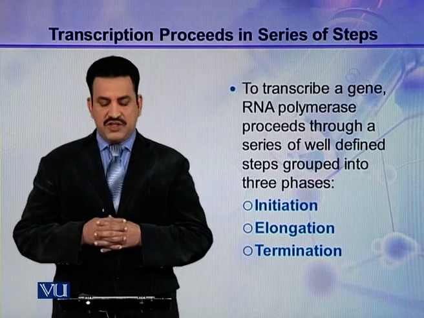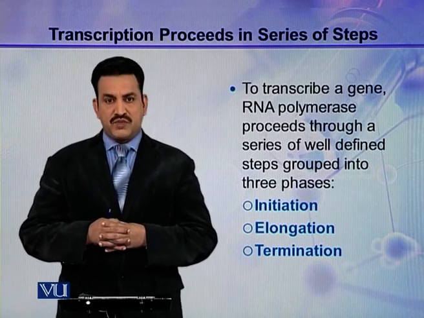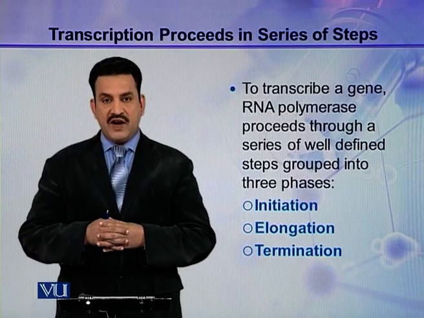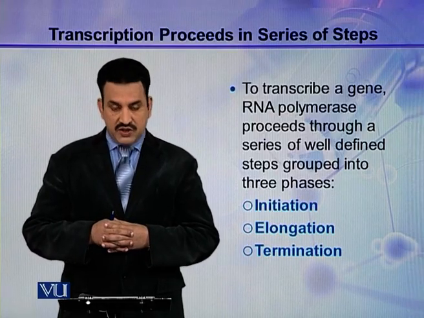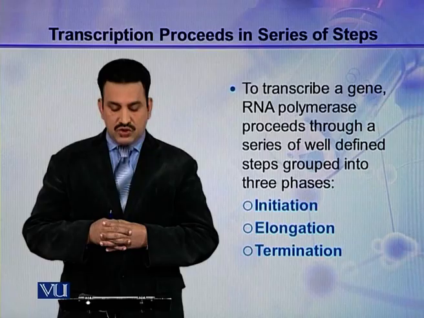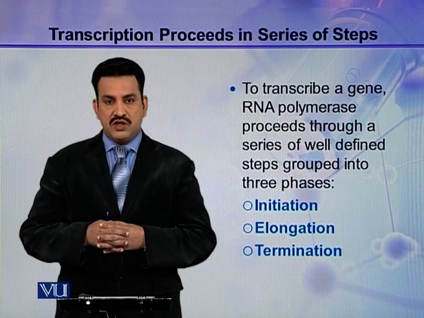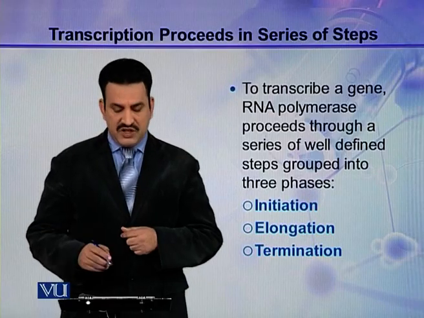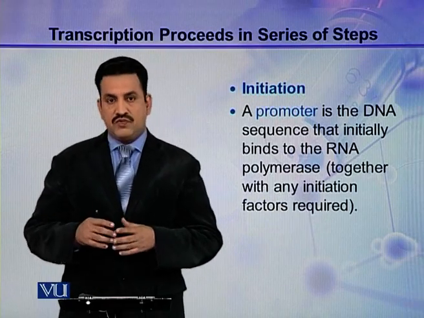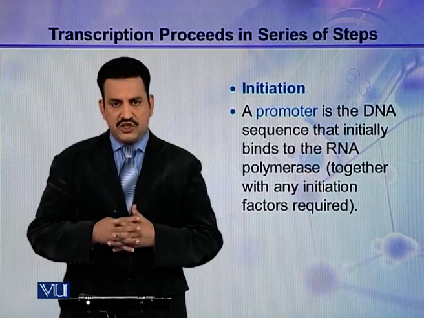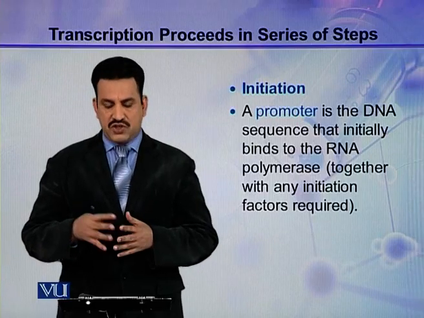To transcribe a gene, RNA polymerase proceeds through a series of well-defined steps, and all these steps are grouped into three phases. These three phases are initiation, elongation, and termination. So first of all, let's see what initiation is. That is initiation of transcription.